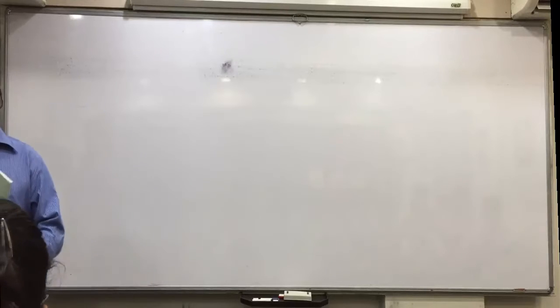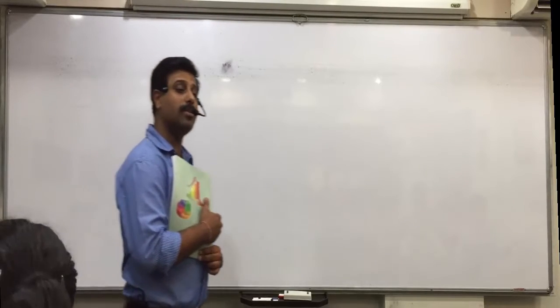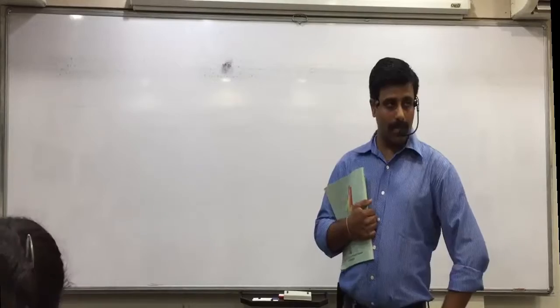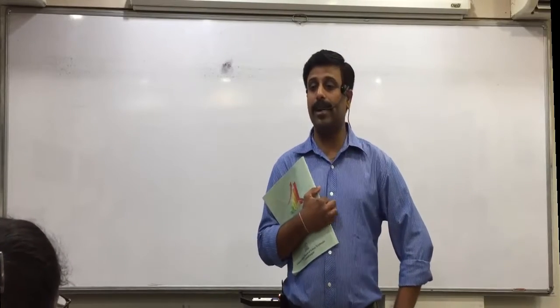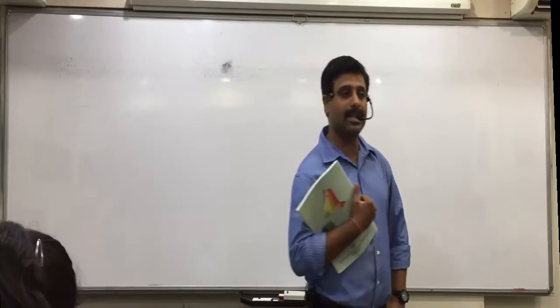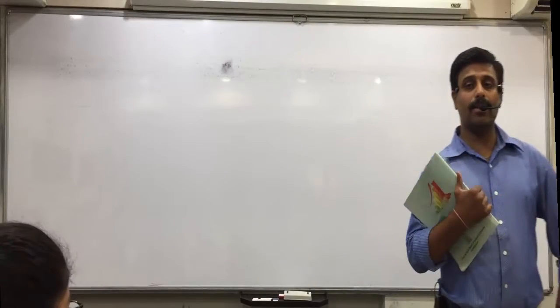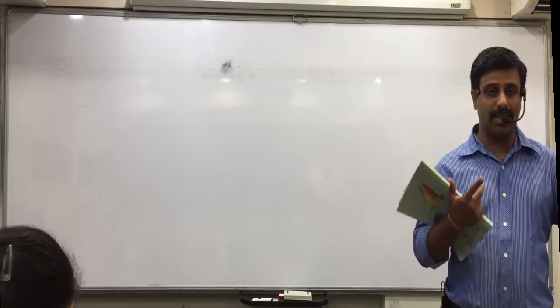Assumptions of Karl Pearson's coefficient of correlation method. What are the two assumptions? Correct. There is a linear relationship between the two variables, and there is a cause and effect relationship between the two variables. These are the two assumptions.